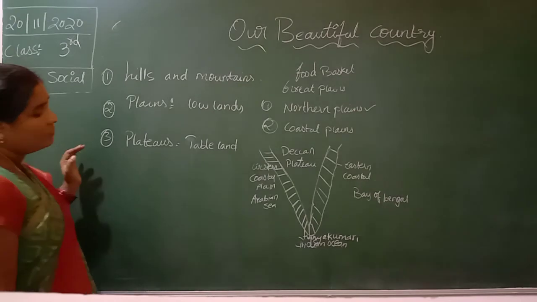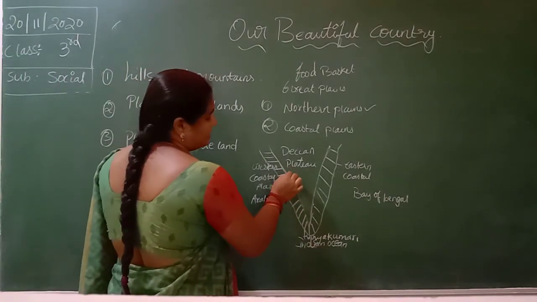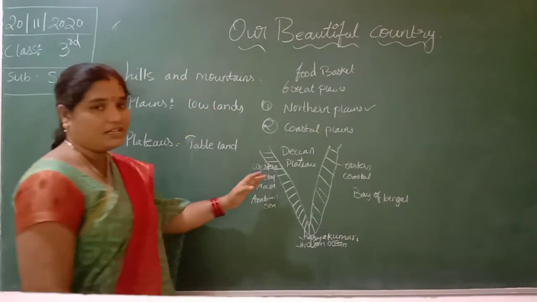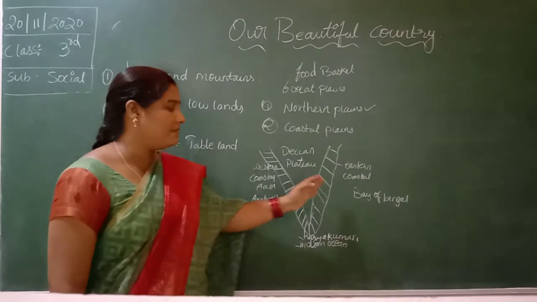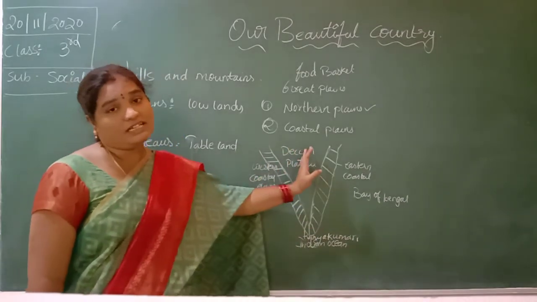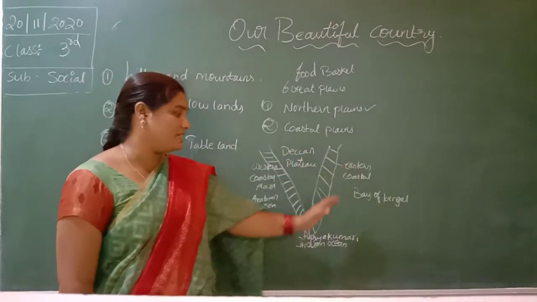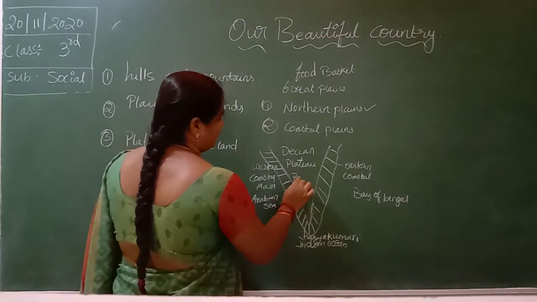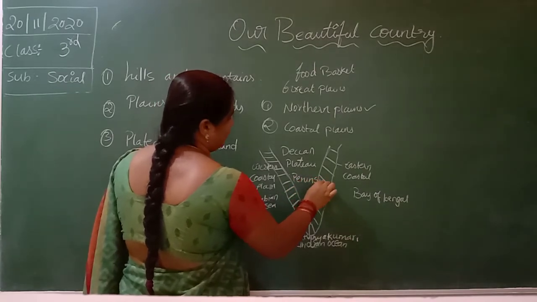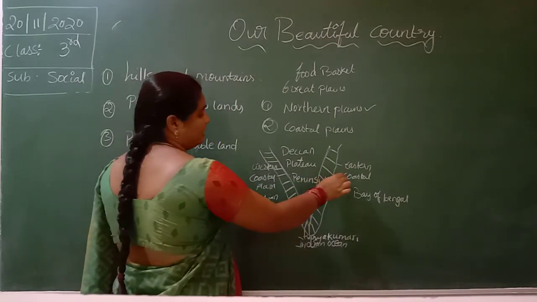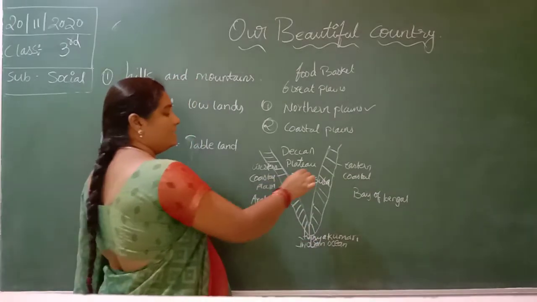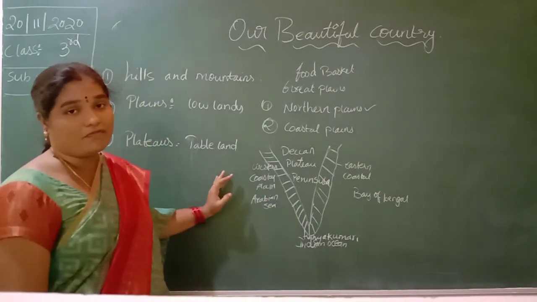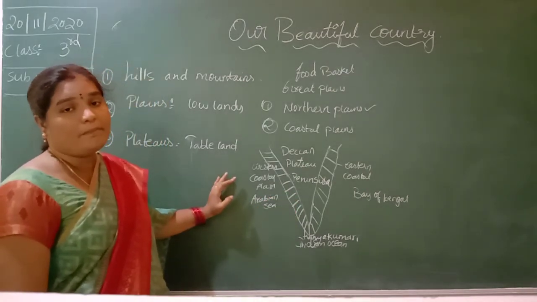Next, the southern part of the Deccan Plateau is covered by water on three sides. The land area which is surrounded by water on three sides is known as a peninsula. So the southern part of our country, which is surrounded by water on three sides, is known as a peninsula.